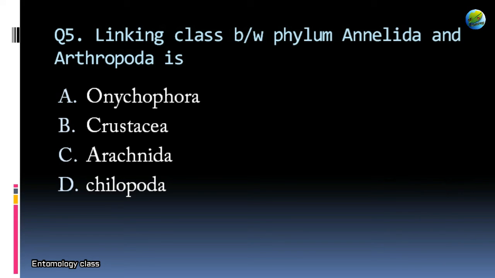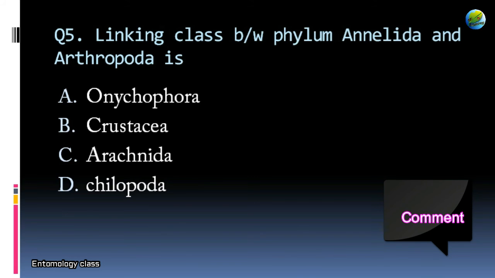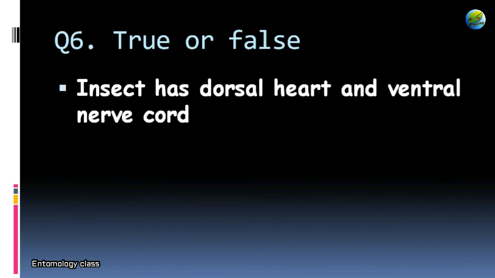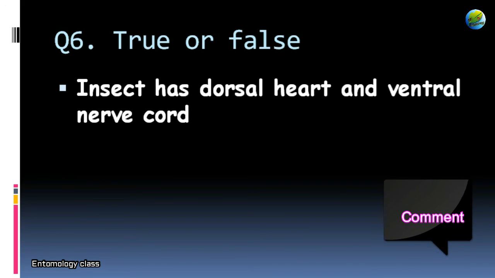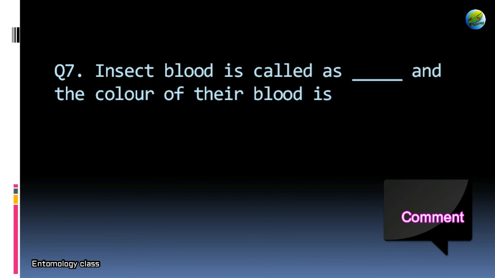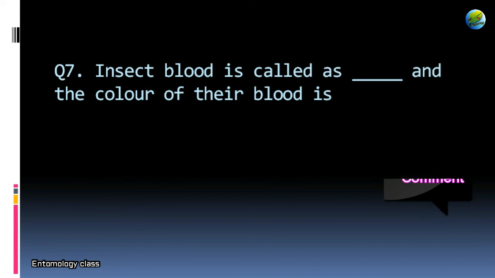Question 5. Linking class between phylum Annelida and Arthropoda is. Question number 6 is, true or false? Insect has dorsal heart and ventral nerve cord. And the final question is, insect blood is called dash and the color of their blood is dash.